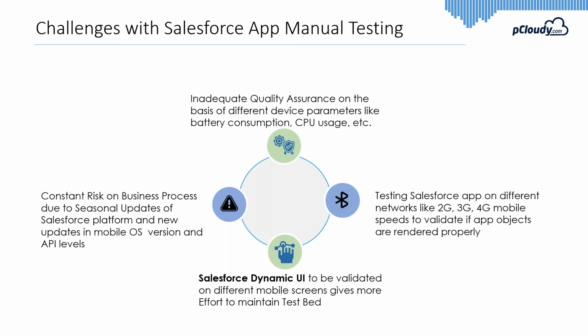We need to make sure that it can load up properly, because once it is loaded up, only then can we perform actions on the application. So we need to test it on different network speeds. It can be 2G or 3G speed, 4G speed, and even on Wi-Fi. So we need to ensure that it works on all those networks seamlessly.